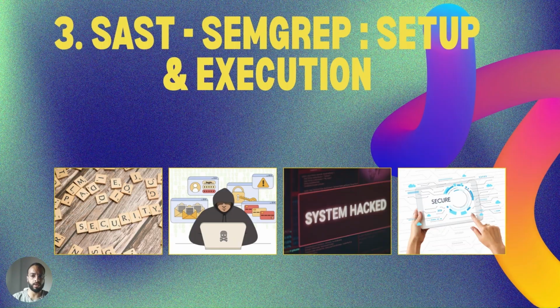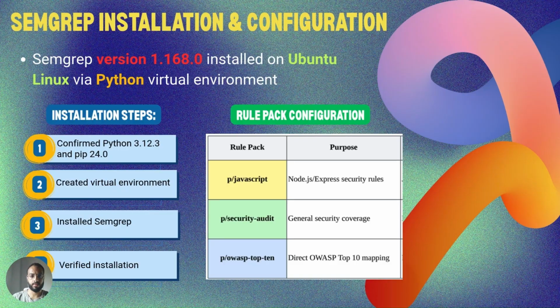Then next, we move to Semgrep setup and execution. Concerning the Semgrep installation and configuration, the latest Semgrep version installed in this experiment is 1.168.0, and it is installed in Ubuntu Linux with the aid of a Python virtual environment to isolate the environment.